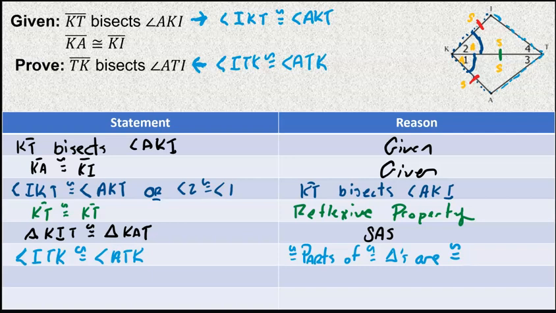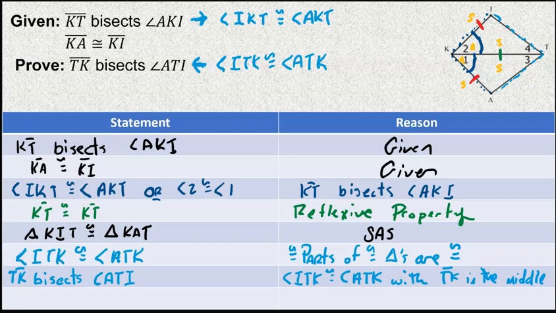So, let's finish this up. Now that I know that ITK is congruent to ATK, I could use that fact. There are a couple of ways to write this up too. One way is to do what I just did, which is to say TK bisects angle ATI because angle ITK is congruent to angle ATK with TK in the middle.